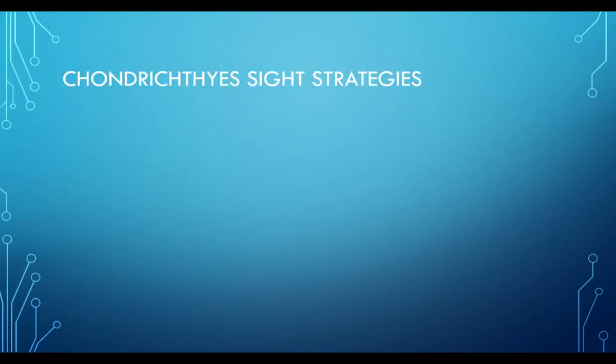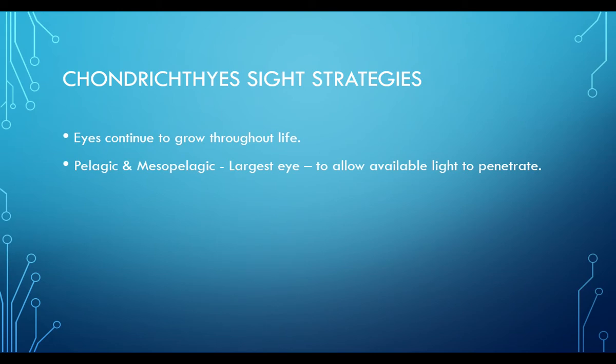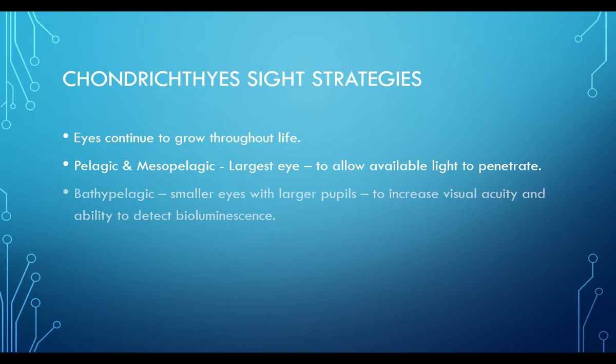Chondrichthyes sight strategies. Like the teleosts, the eyes continue to grow throughout the lifespan of the Chondrichthyes itself. The pelagic and mesopelagic have the largest eyes to allow for available light penetration. As they are both visual and top predators, they need to be able to see the most amount of incoming light and images. The bathypelagic have smaller eyes but with larger pupils. This is to increase the visual acuity and ability to detect bioluminescence.